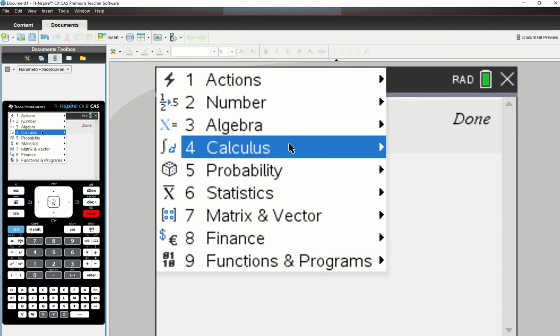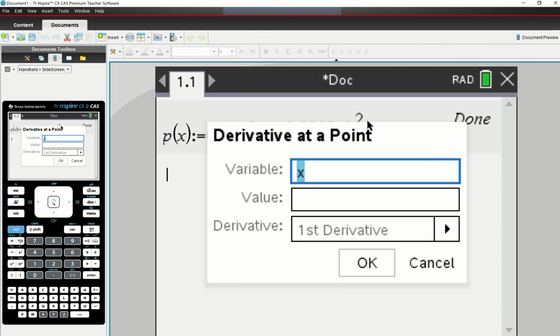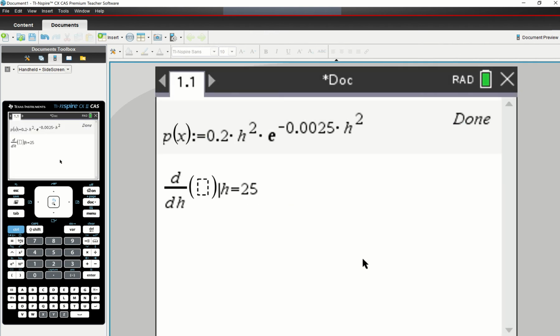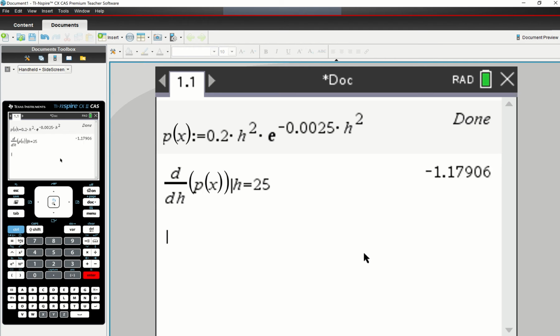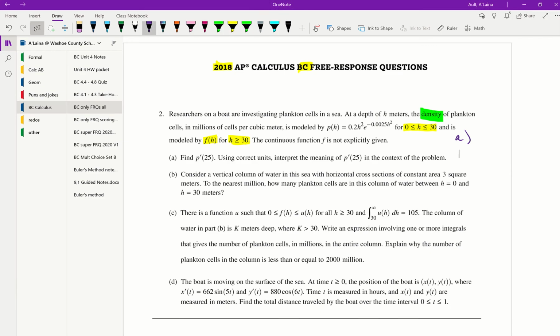Menu, option 4 calculus, option 2 derivative at a point. Our variable is H, and we're going to evaluate this at 25, taking the derivative of P of X. And I get negative 1.179. I could take that out further if I wanted to, but there's no reason to. So P prime of 25 is negative 1.179. And I need to interpret this.